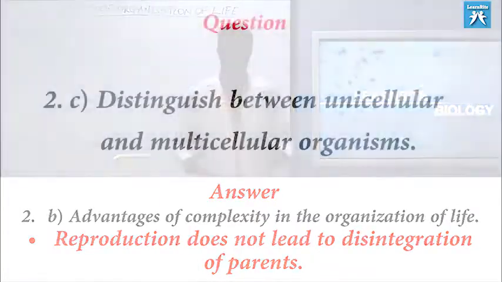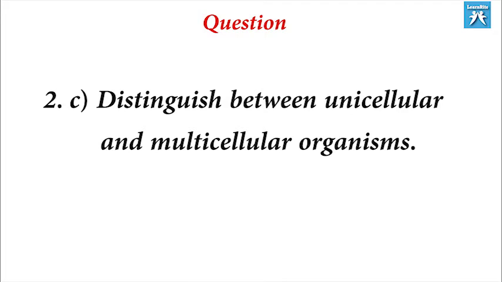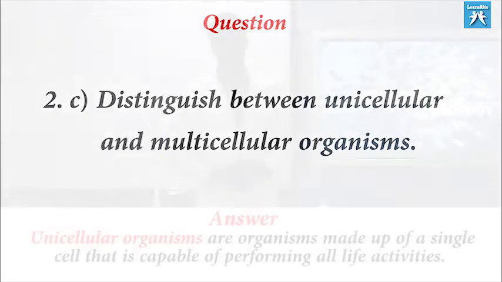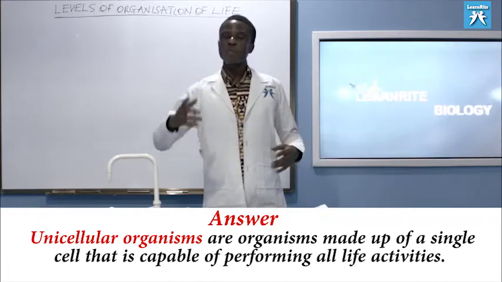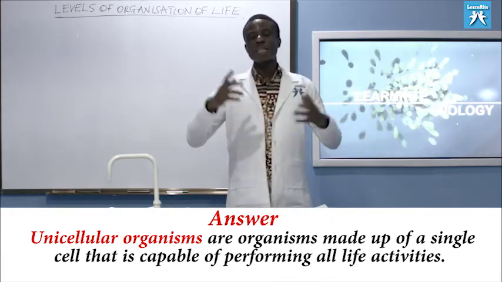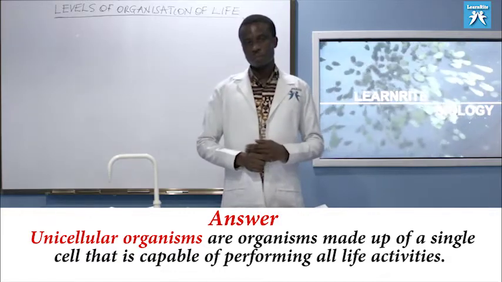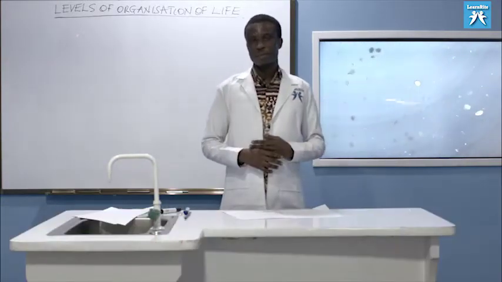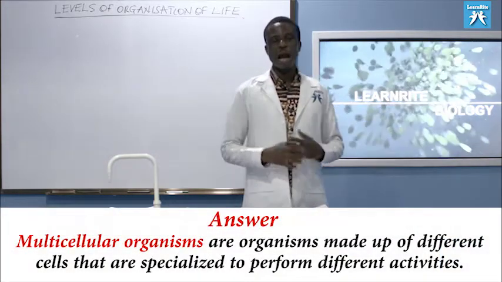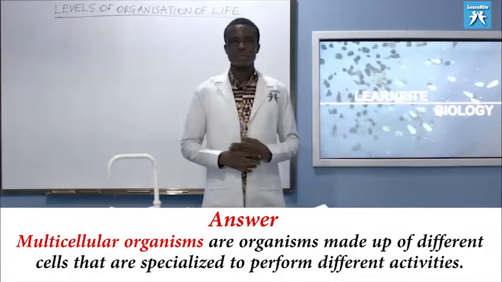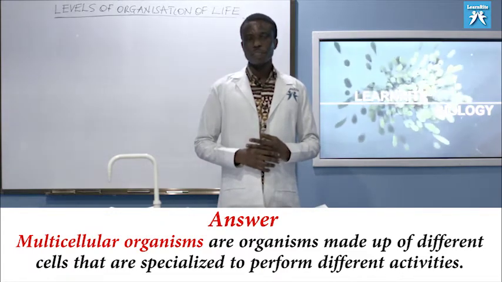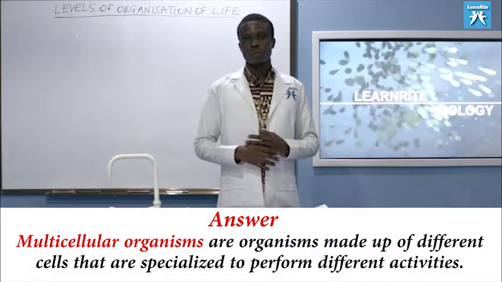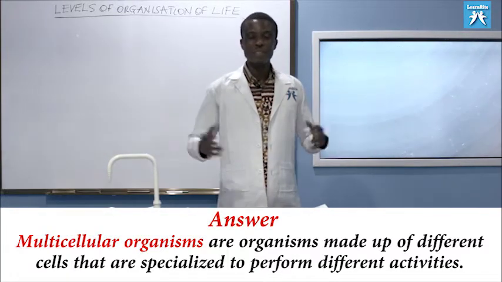Next question. Distinguish between unicellular and multicellular organisms. Unicellular organisms are organisms made up of a single cell that is capable of performing all life activities. Example, Amoeba, Euglena, Paramecium, Chlamydomonas. Multicellular organisms are those that are made up of different types of cells that are specialized to perform different activities.